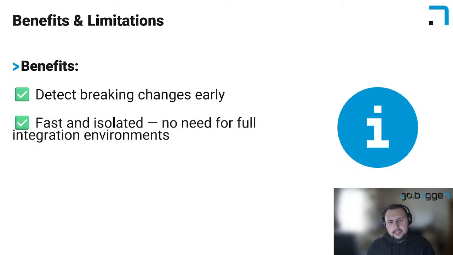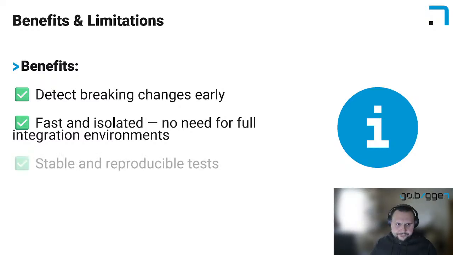It's fast and isolated. There's no need for full integration environments. You're just basically checking, do we give it the same? Does it break? Does it put out the same? Does it break? Everything matches up the way you described it in the contract beforehand.